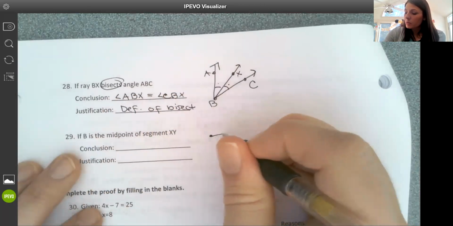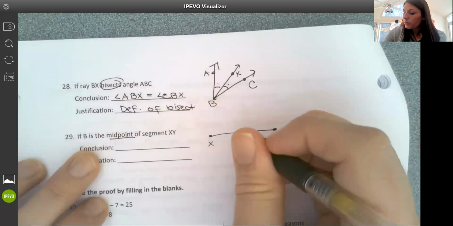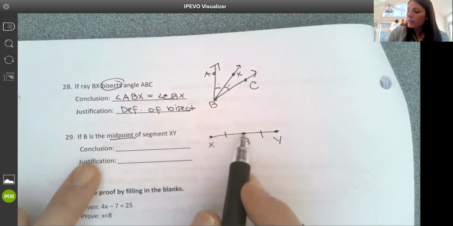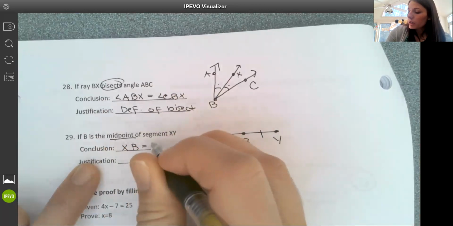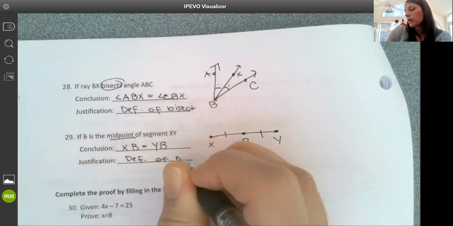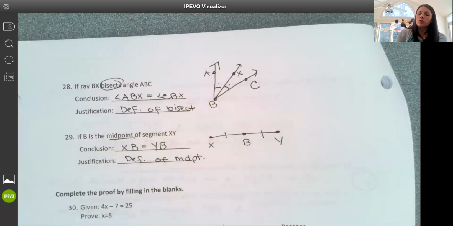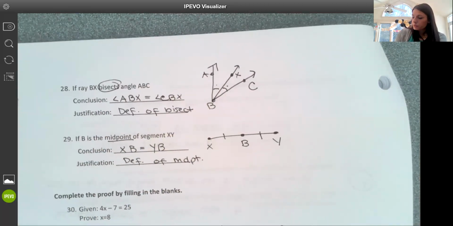Similar here, if I have a segment XY, and I know that B is the midpoint of it, what I can conclude from that is that this half, XB, is equal to YB, because that is the definition of midpoint. Okay? So given that information, what can you conclude, and what's the reason you can conclude it?